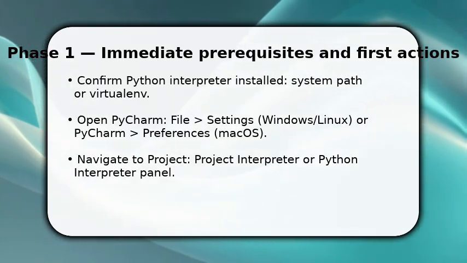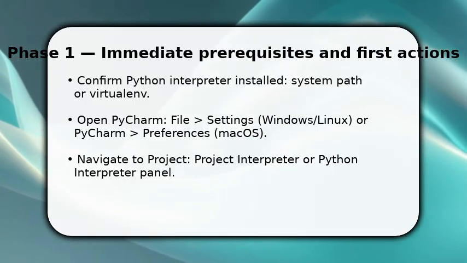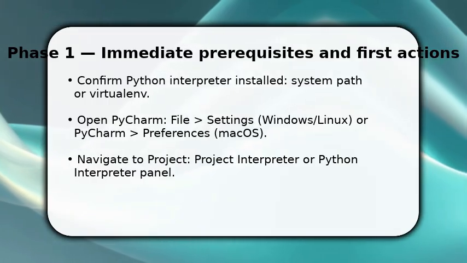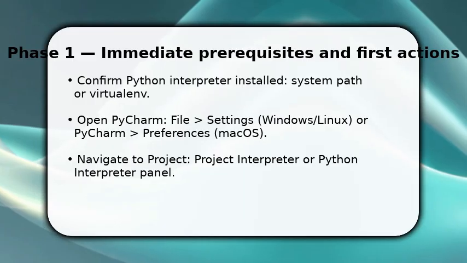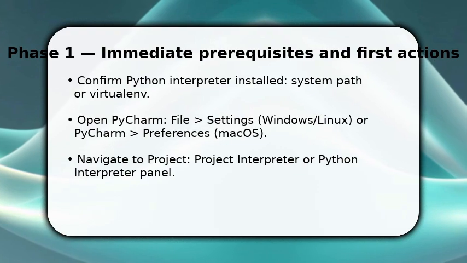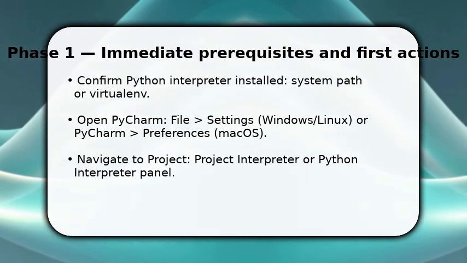You do this because PyCharm needs to know which executable to run for editing, running, and debugging. Make sure to select the correct project from the top left, otherwise you'll change the wrong environment. This first step points the IDE at the Python binary you intend to use.